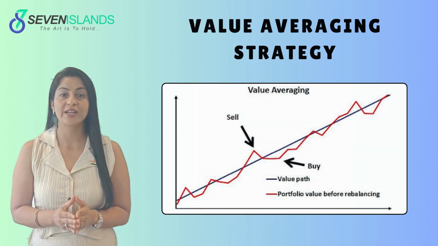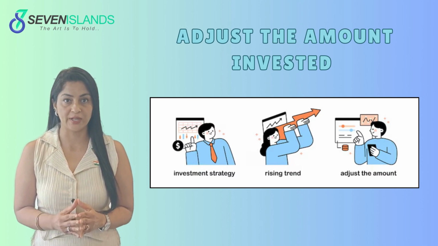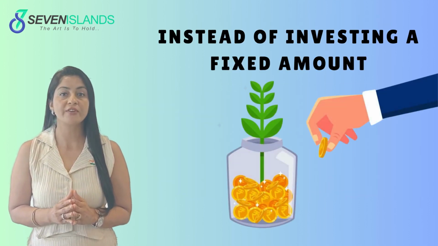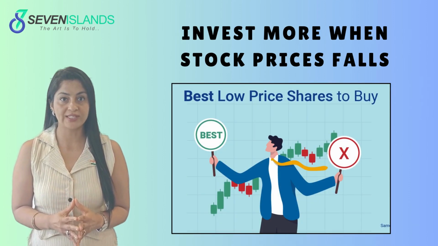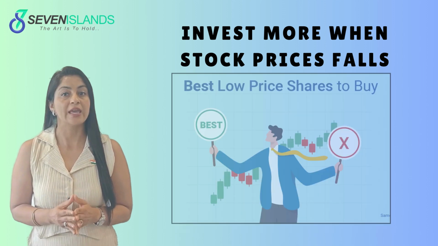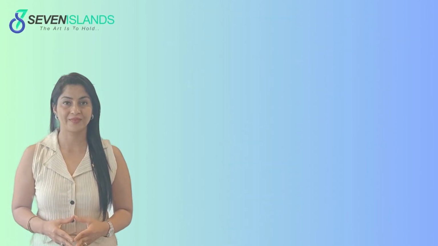On the other hand, value averaging strategy adjusts the amount invested based on the performance of the investment. Instead of investing a fixed amount, you invest more when the stock price of the investment falls and less when it rises, aiming to keep the investment on a predetermined growth path.